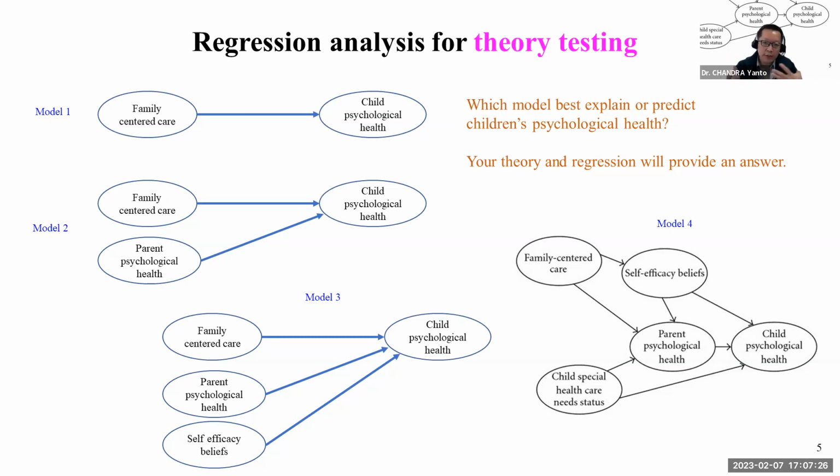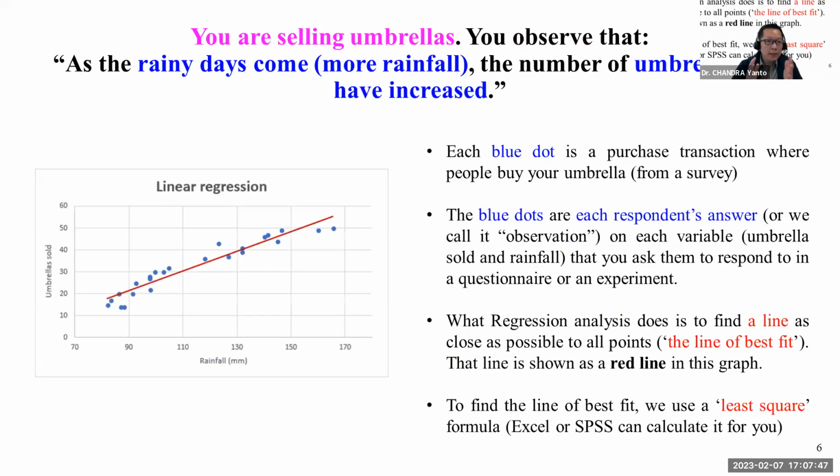And you found that there's another variable called child special healthcare needs status. So it depends on whether the child has special needs or not. So you can propose different models and you can test them. So long as your model is reasonable and is grounded on some theory, then you have some basis to test this. So let's dive a little bit deeper in terms of what a regression is.